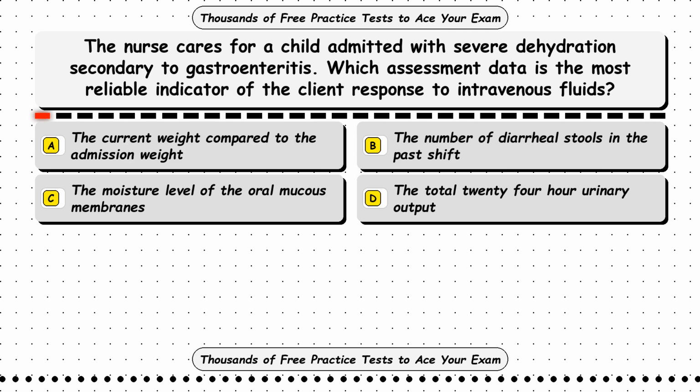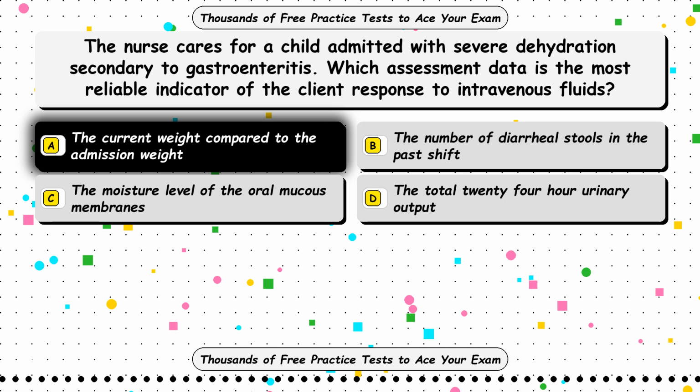Question 50. The nurse cares for a child admitted with severe dehydration secondary to gastroenteritis. Which assessment data is the most reliable indicator of the client response to intravenous fluids? Option A. The current weight compared to the admission weight. Option B. The number of diarrheal stools in the past shift. Option C. The moisture level of the oral mucous membranes. Option D. The total 24-hour urinary output.